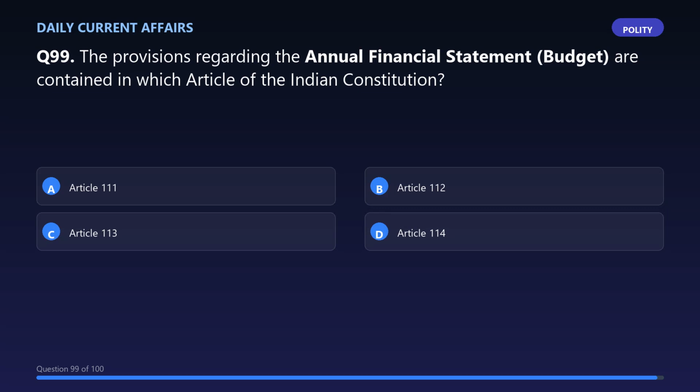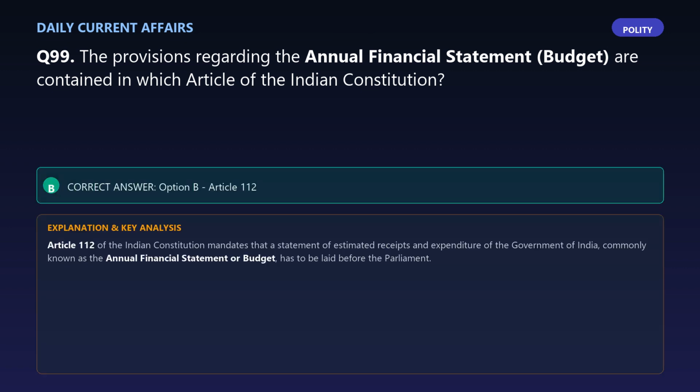Question 99. The provisions regarding the annual financial statement, budget, are contained in which article of the Indian Constitution? The correct answer is option B, Article 112. Explanation: Article 112 of the Indian Constitution mandates that a statement of estimated receipts and expenditure of the Government of India, commonly known as the annual financial statement or budget, has to be laid before the Parliament.